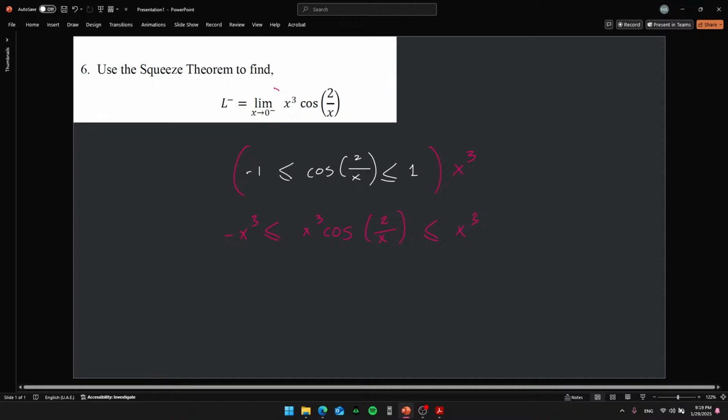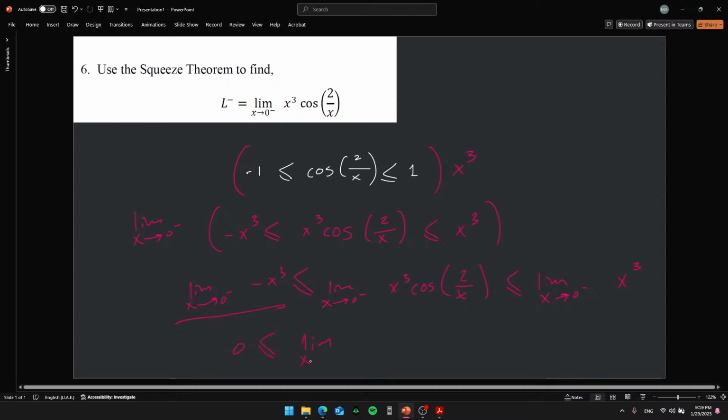Now let's distribute the limit as x approaches 0 from the left on all three functions. So the limit as x approaches 0 from the left of negative x cubed is less than or equal to the limit as x approaches 0 from the left of x cubed cosine 2 over x, less than or equal to the limit as x approaches 0 from the left of x cubed. Now if you solve this limit, you'll get negative 0 cubed, which is 0.